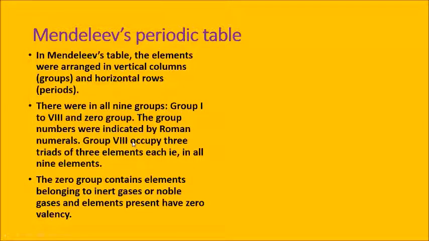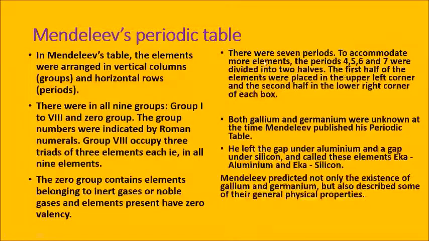Group 8 held triads, 3 triads were placed in it. That means a total of 9 elements were there in group 8. The 0 group contains the noble gases. As they are stable, they don't have valency; they possess 0 valency. And there were 7 periods.